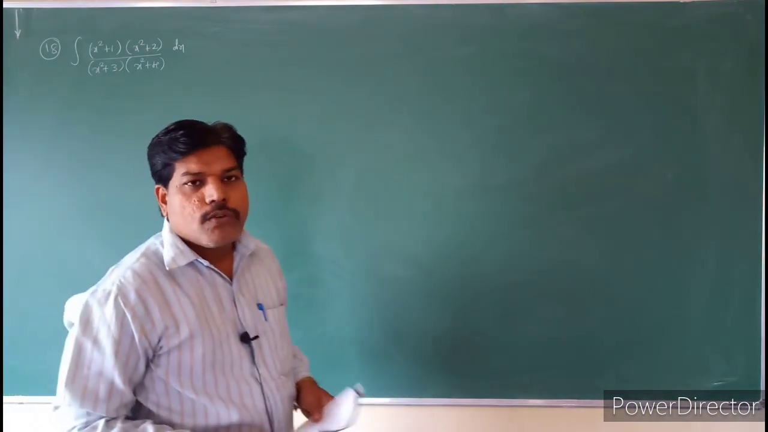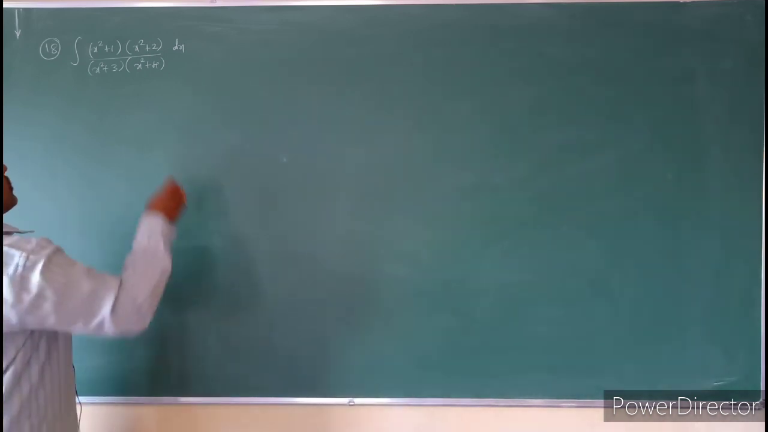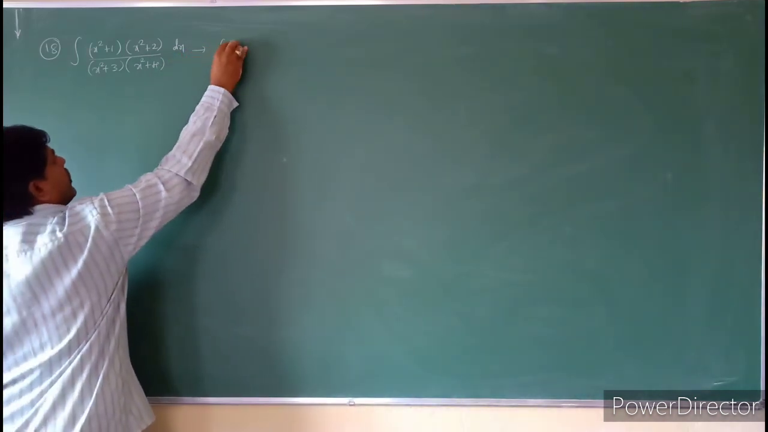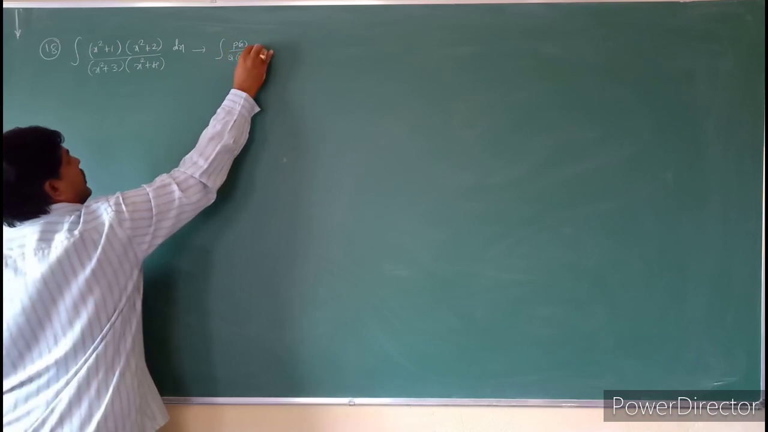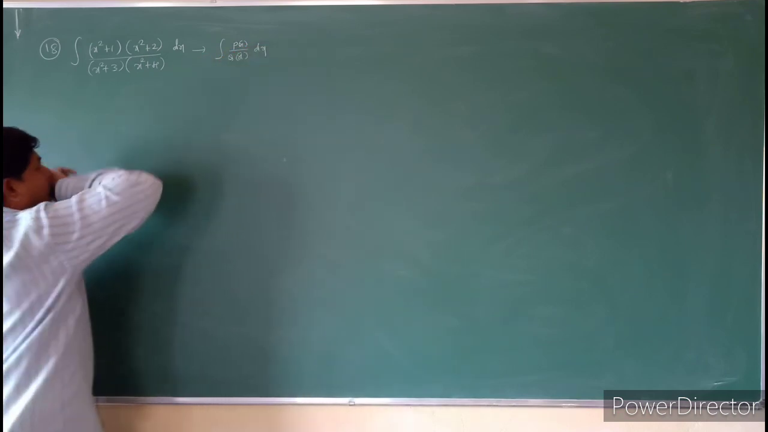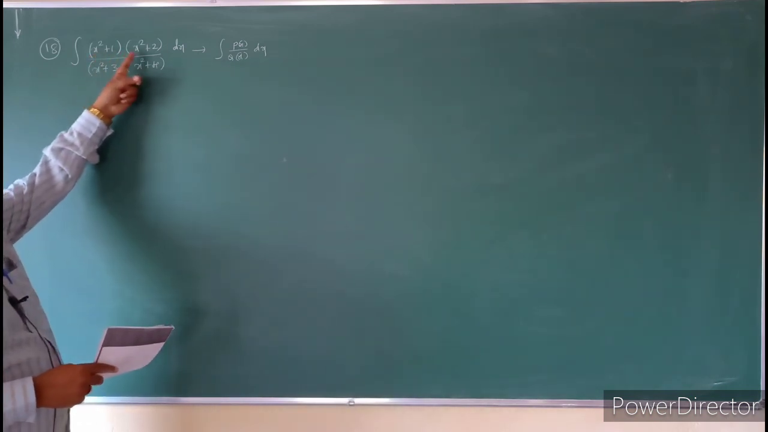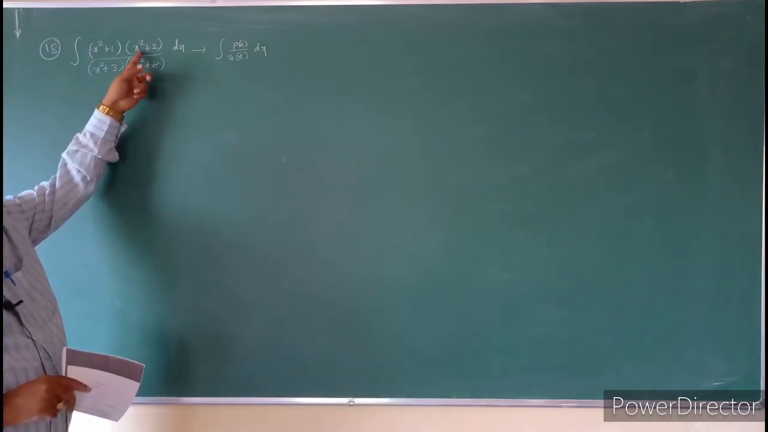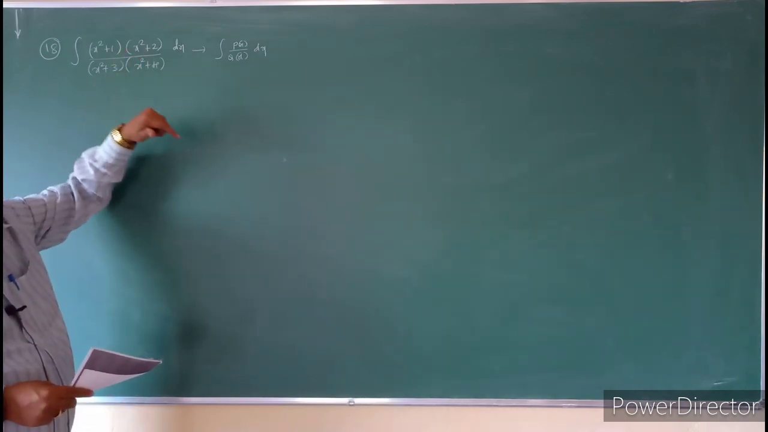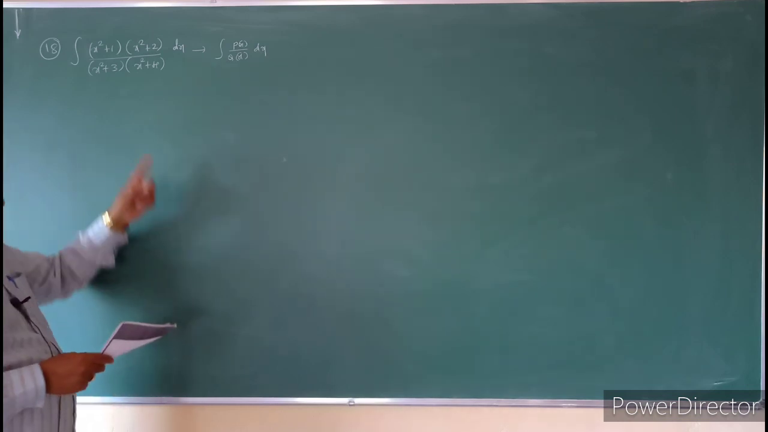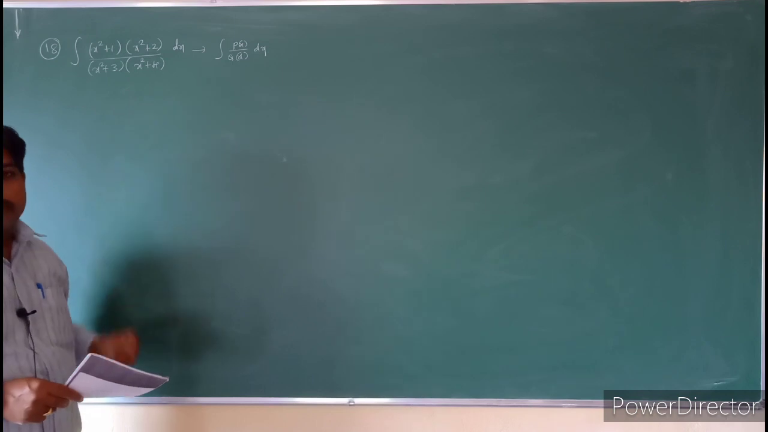So first you have to identify that, students. What is that one? It is in the form of integral of p of x by q of x into dx. What is the degree of the numerator? The degree of the numerator, x square into x square, is x power 4. What is the degree of the denominator? The degree of the denominator is x square into x square, that is also x power 4.